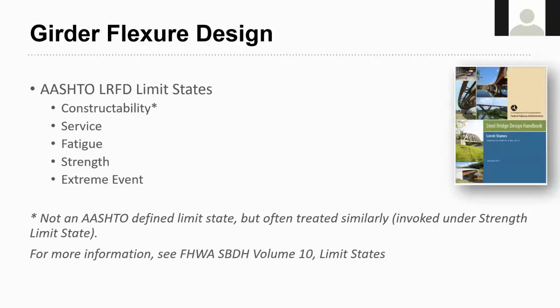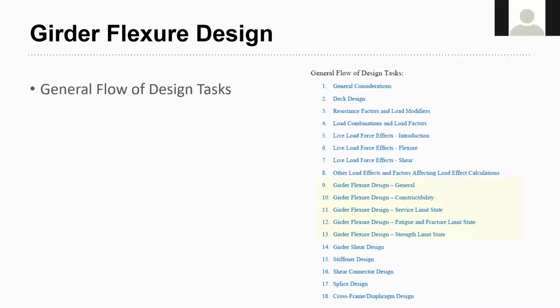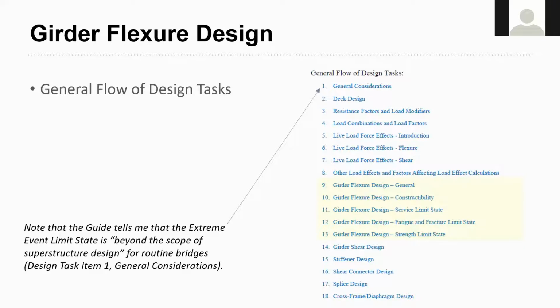But it's important to recognize these limit states. Why? Well, these limit states are also shown in the general flow of design tasks. You have constructability, service limit state, the fatigue and fracture limit state, and then the strength limit state. So all those are right there. But you may be asking yourself, well, where is the extreme event limit state? Why is that not shown? Well, if I read under the general considerations, the guide tells me that the extreme event limit state is beyond the scope of superstructure design for routine bridges. And that is shown there in design task item 1, general considerations. So basically, for the bridges that are covered by this guide, the extreme event limit state is not going to be considered. So keep that in mind. That's why it's not shown with this list of limit states here.